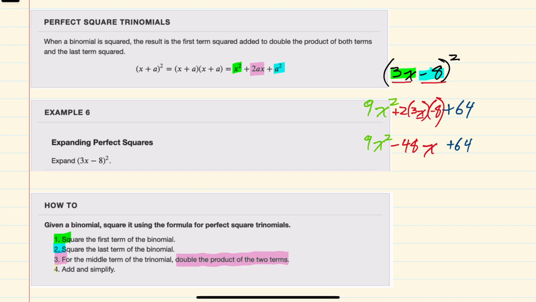We should always try to simplify our answers, but since these are all different terms, there are no like terms to add to simplify. So this would be our simplified expression.